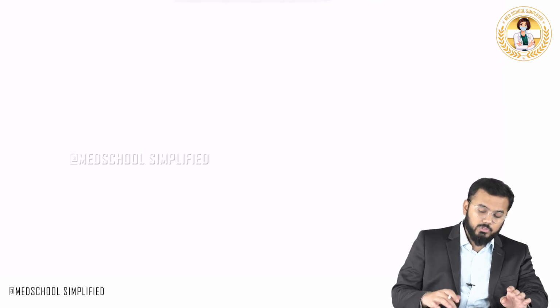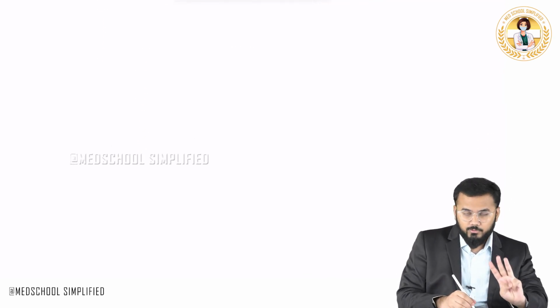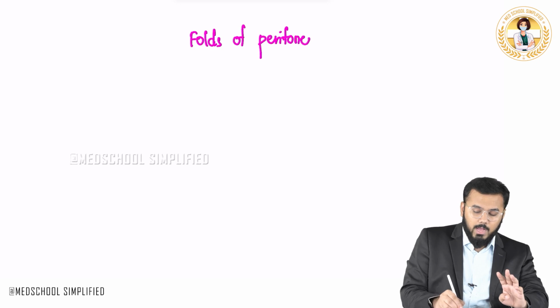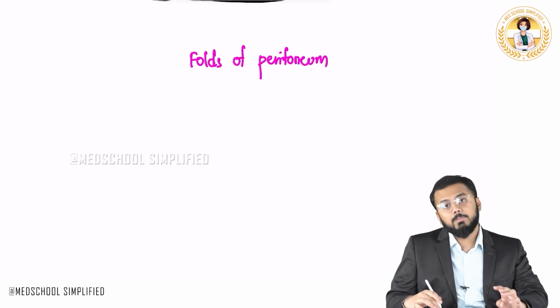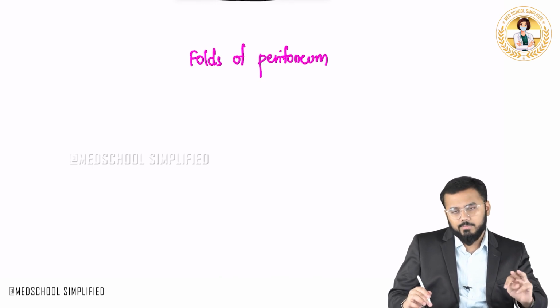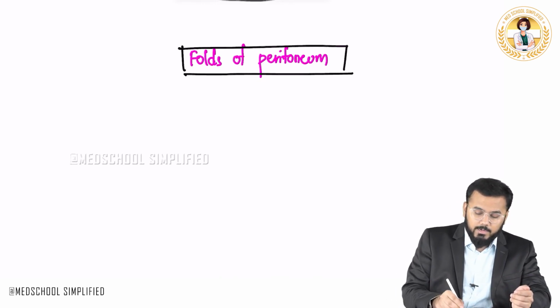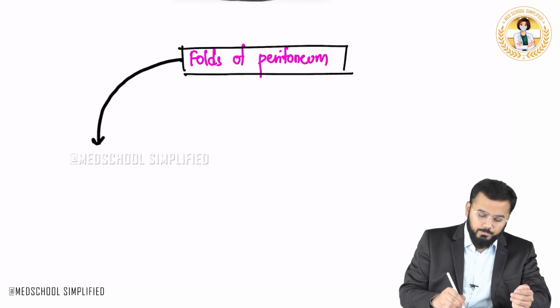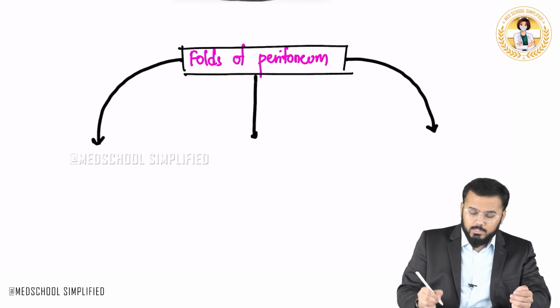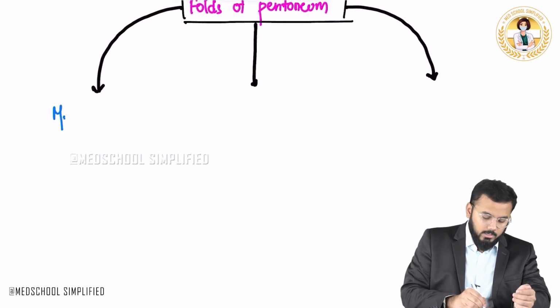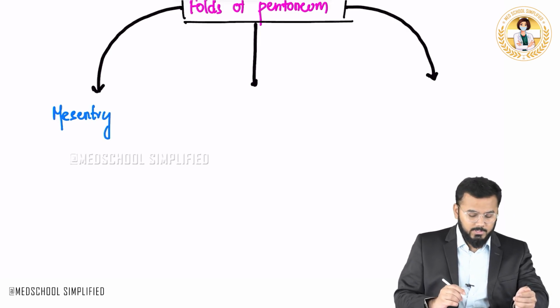Actually there are three different types of folds of peritoneum. Mesentery is one of the types. Out of these three, one type is the mesentery. So the folds of peritoneum are basically divided into three major groups. What are these three major groups? The first group, as I already discussed, is the mesentery.